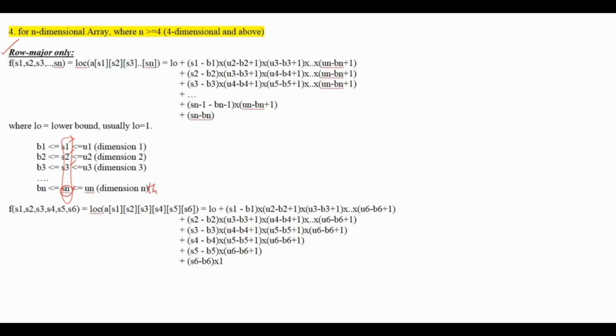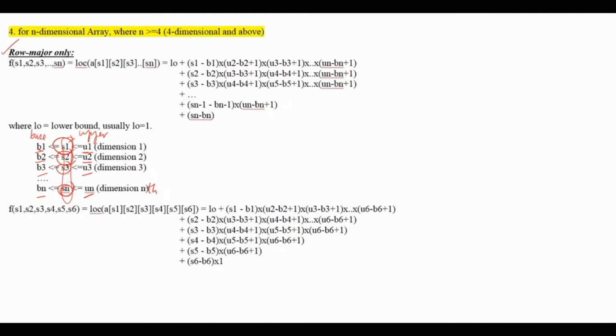Just like in the 1D, 2D, and 3D, we denote the base value and the upper value with B and U. So for the first dimension index, the base value is B1 and the upper is U1. For the second dimension index, it is B2 and U2. For the third dimension index, S3, it is B3 to U3. And in general, for any value of n, for the nth index, Sn, the base value is Bn and the upper value is Un. So let's take a look at the addressing function.